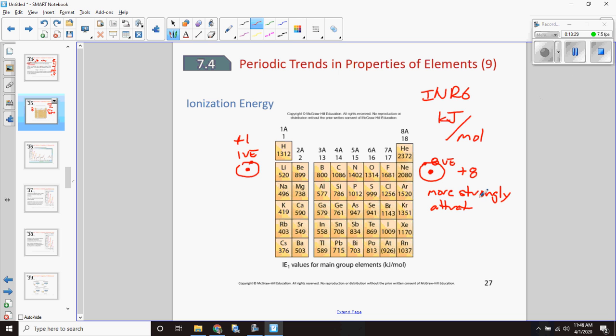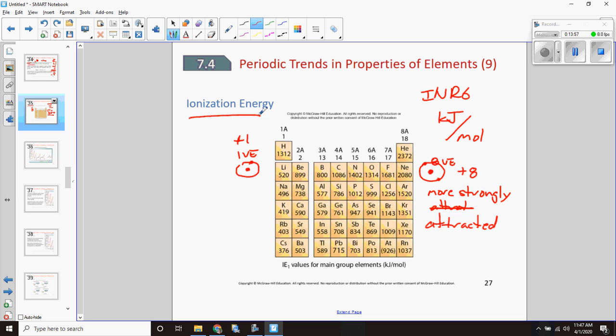I spelled it wrong. I'm sorry. Attracted. How about that? These valence electrons are being more strongly attracted to the nucleus than the valence electron is for lithium. So as a result, it costs us more energy. On our light gun that we're shining on our atom, it costs way more energy to remove electrons from here.